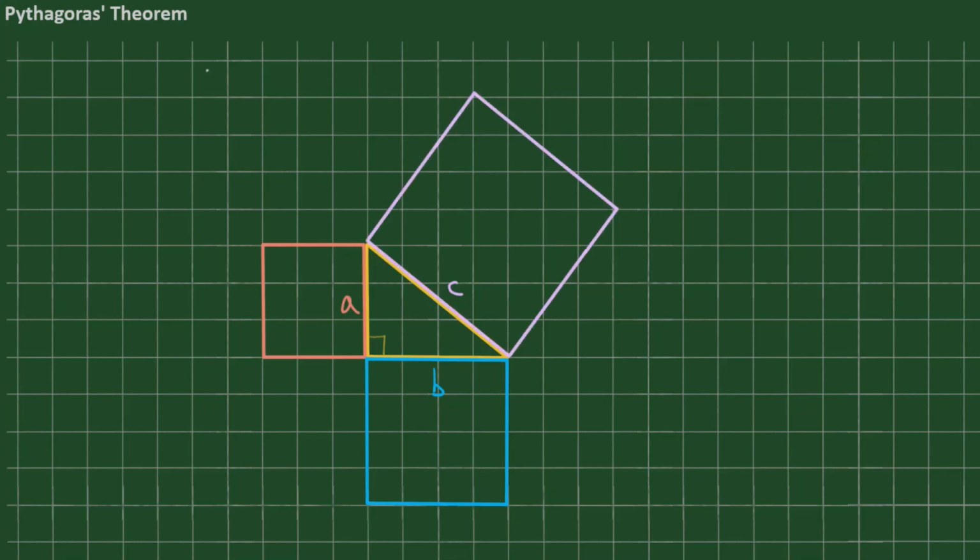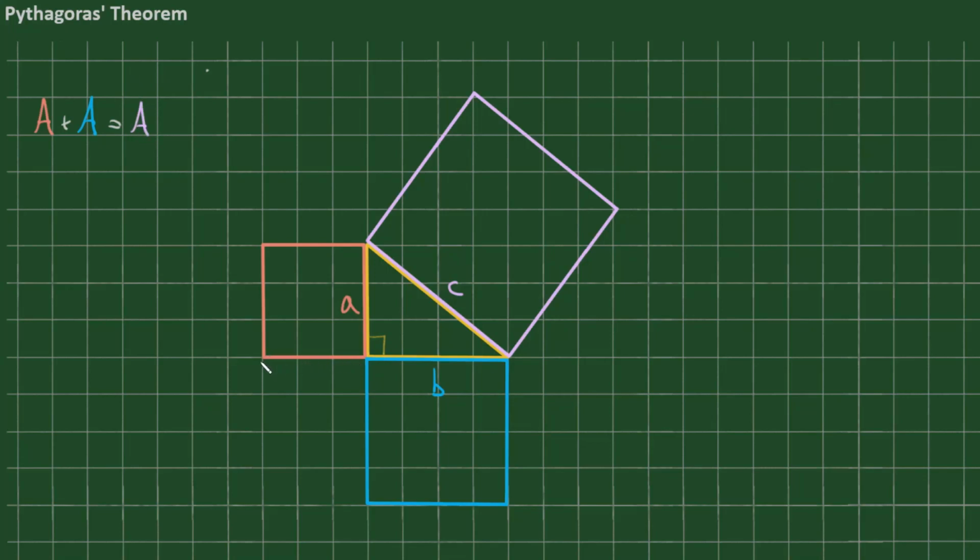the purple square. Now it turns out that if you add the areas of the red square and the blue square, you will get the area of the purple square. So I could write capital red A for the area of the red square plus capital blue A for the area of the blue square equals capital purple A, the area of the purple square.